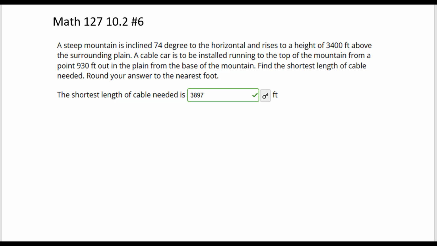Okay, I was asked to do this problem. A steep mountain is inclined 74 degrees, and we try drawing a picture. That may not be 74 degrees, but anyway, go with it. And it rises to a height of 3,400 feet above the surrounding plain, so this would be 3,400.